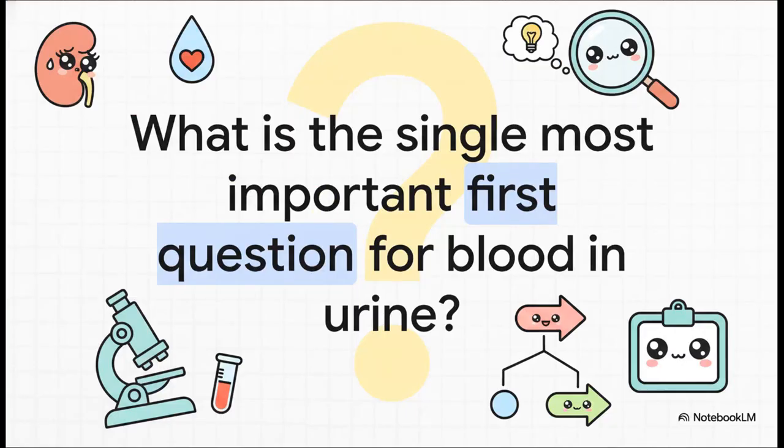All right, picture this. A patient comes to you and says, "I think there's blood in my pee." Immediately, your brain probably floods with a dozen different possibilities. But what if I told you there's one single question you can ask right at the start that cuts through all that noise and points you in the right direction? We're going to get to that right now.